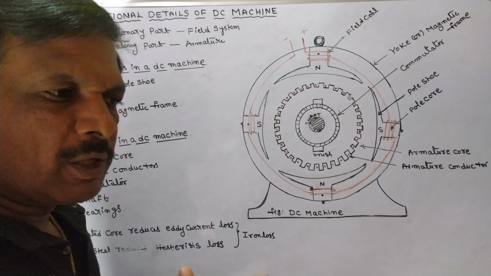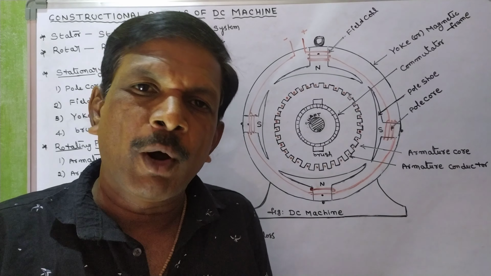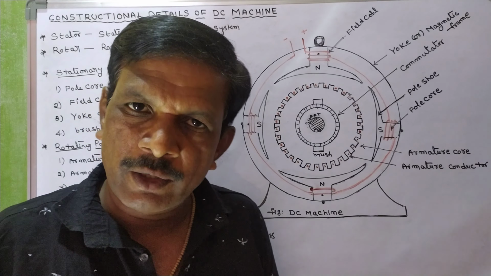Hi friends, in this video we are going to discuss the constructional details of a DC generator. So this is the DC machine. The DC machine consists of two important parts. One is the stator, another one is the rotor. Stator is nothing but the stationary part. Rotor is the rotating part.